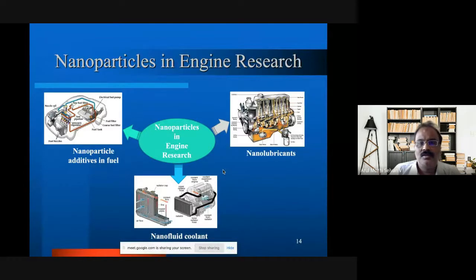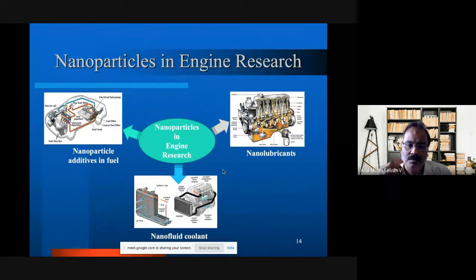Because once you go for a fuel, as I told, we are changing the property of fuel. That's what is happening on one side. On the second side, if you add nanoparticles in lubricants, it enhances the lubricity. For example, CNT added to lubricant enhances the lubricity and the heat transfer properties. So you have a lesser frictional power, and the lesser the frictional power, the brake power is enhanced. So you have advantages with nano lubricants.